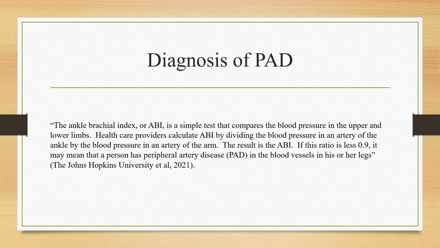Now that we have discussed what PAD is, its cause, and some contributing factors, let us take a moment to return to a very powerful tool used in the process of diagnosing someone with PAD, namely the ankle brachial index, which is a simple test that compares the blood pressure in the upper and lower limbs. Healthcare providers calculate ABI by dividing the blood pressure in an artery of the ankle by the blood pressure in an artery of the arm. The result is the ABI. If the ratio is less than 0.9, it may mean that a person has peripheral artery disease in the blood vessels in his or her legs.